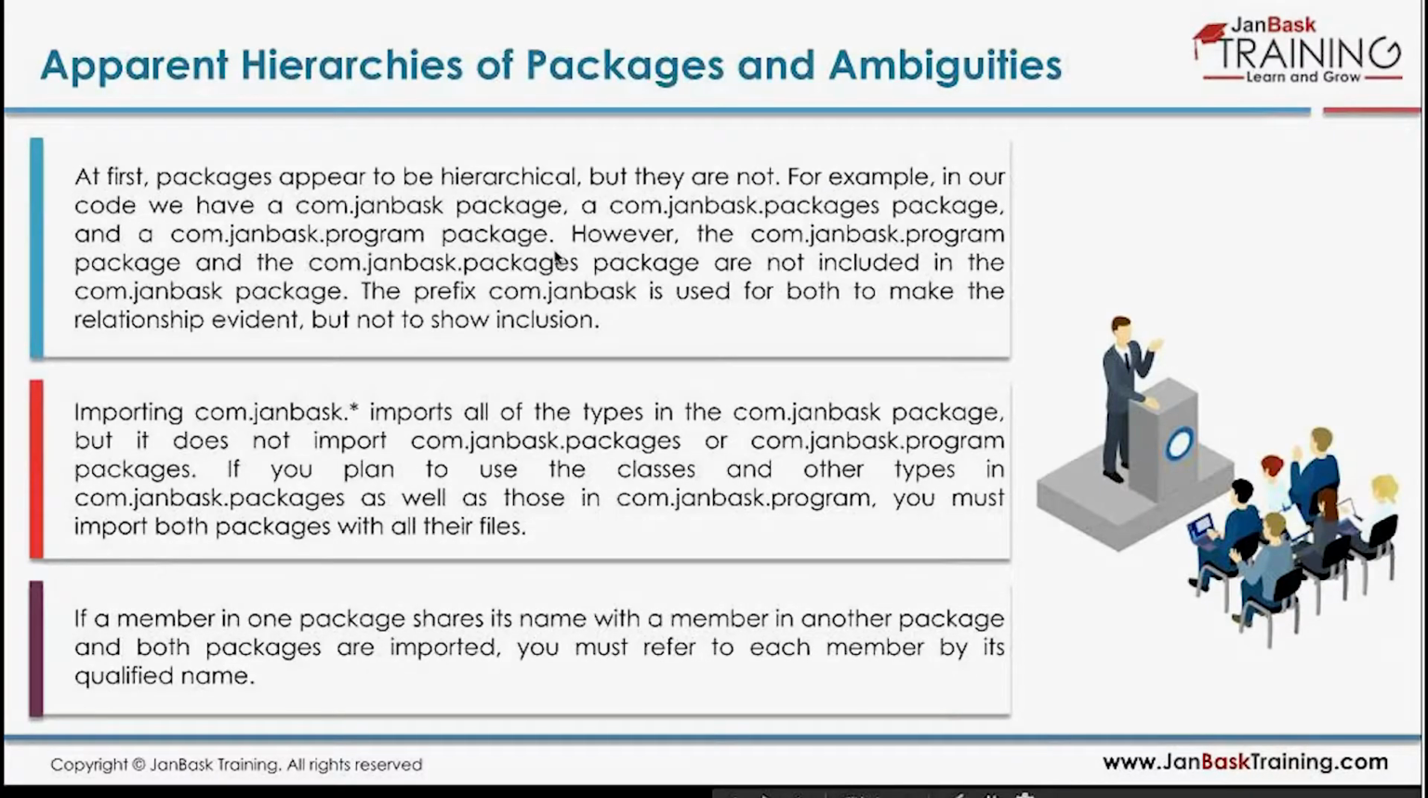Next, apparent hierarchies of packages and ambiguities. At first, packages appear to be hierarchical, but they are not. For example, in our code, we have a com.janbask package and a com.janbask.packages package and a com.janbask.program package. However, the com.janbask.program package and the com.janbask.packages package are not included in the com.janbask package. The prefix com.janbask is used for both to make the relationship evident, but not to show the inclusion.